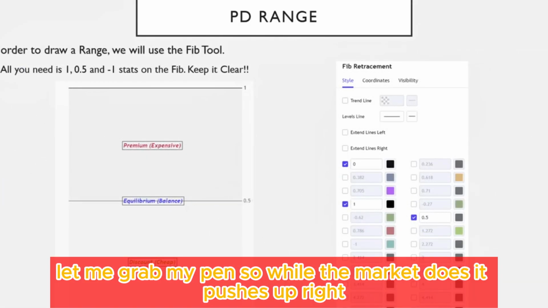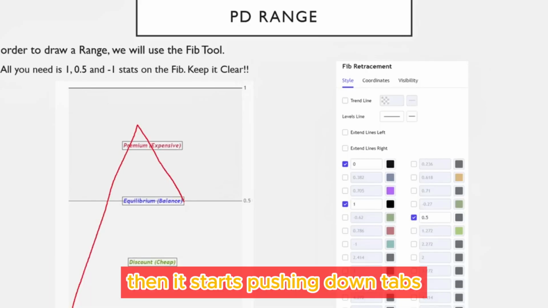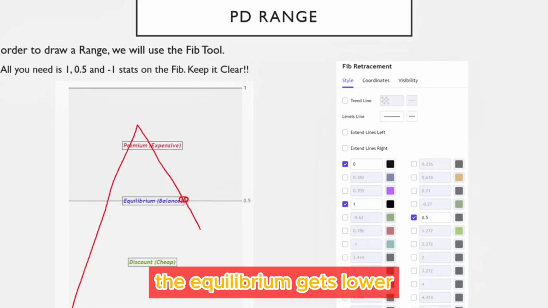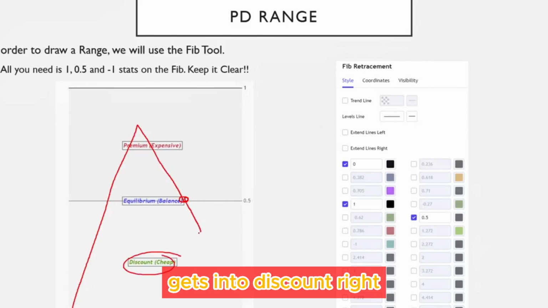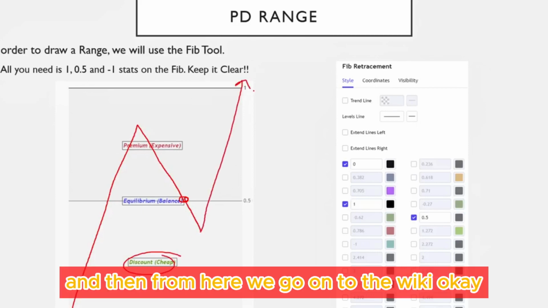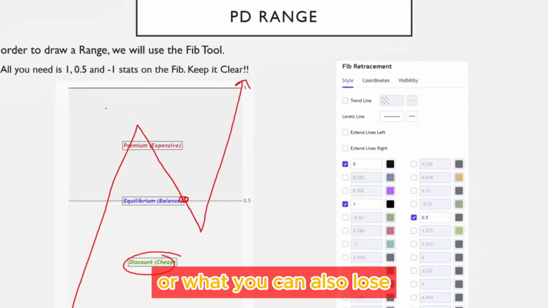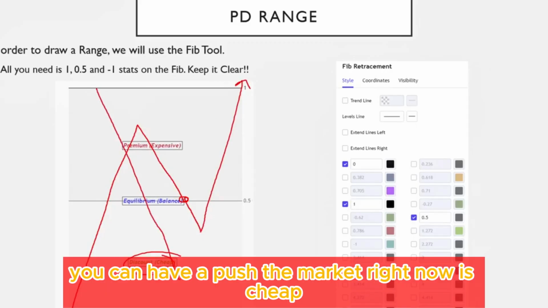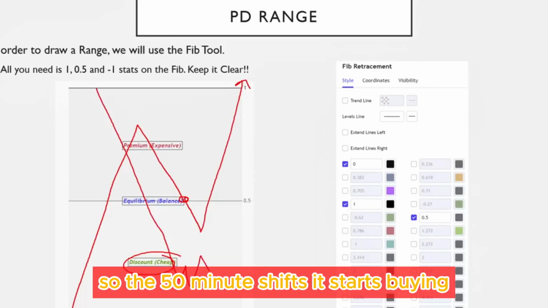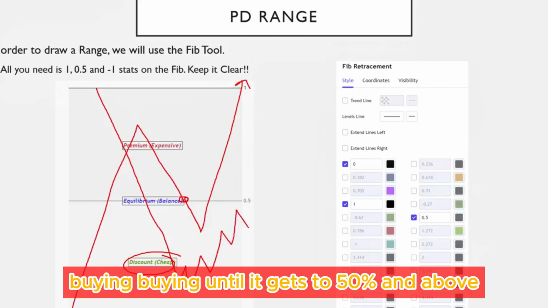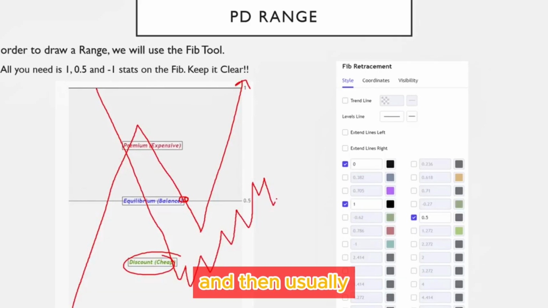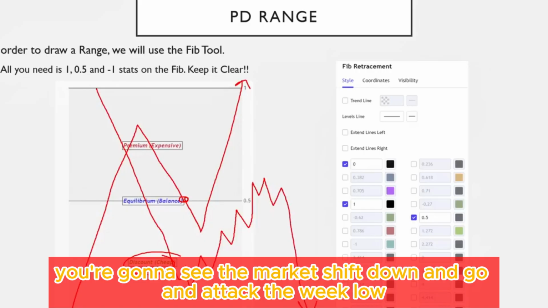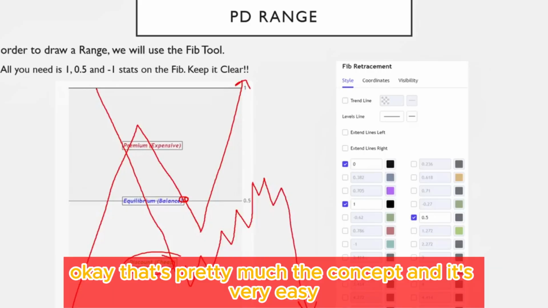So while the market pushes up, then it starts pushing down, taps the equilibrium, gets lower, gets into discount. And then from here, we go on to the weak high. Or what you can also do is you can have a push. The market right now is cheap, so on the 15-minute shift, it starts buying until it gets to 50% and above. And then usually we're going to see the market shift down and go and attack the weak low. That's pretty much the concept, and it's very easy.